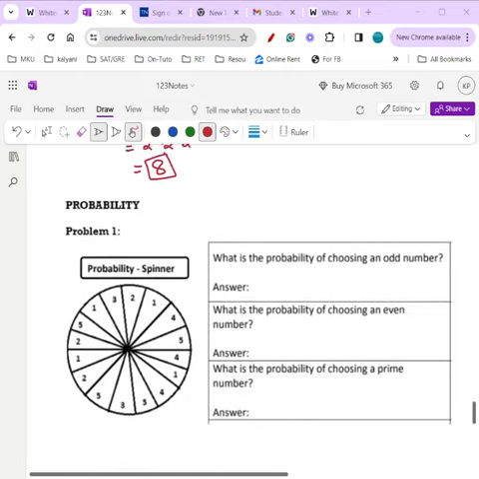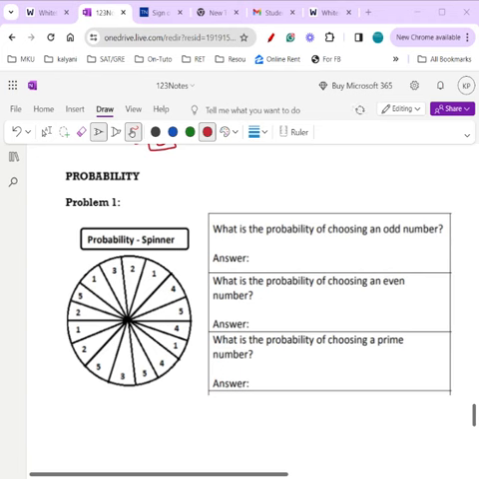Again, probability. Whenever it comes to the probability spinners, let's first count how many total possibilities there are. So I'm going to start from here: 1, 2, 3, 4, 5, 6, 7, 8, 9, 10, 11, 12, 13, 14, 15, 16. So the total is 16. That's what you're going to get first.